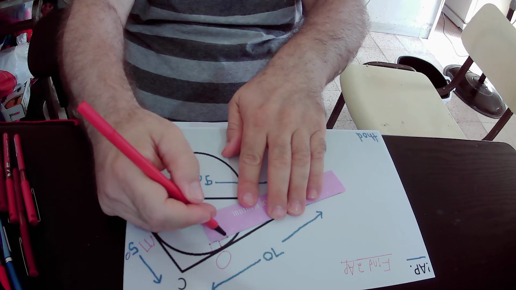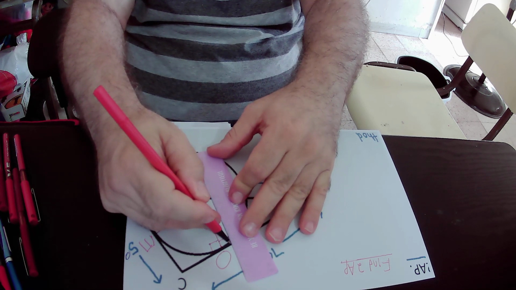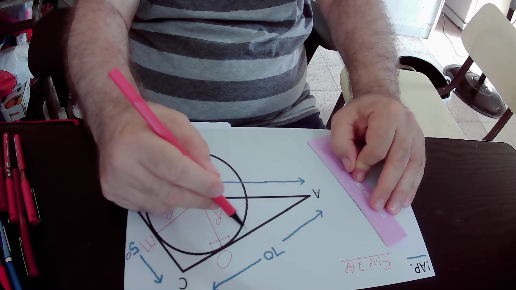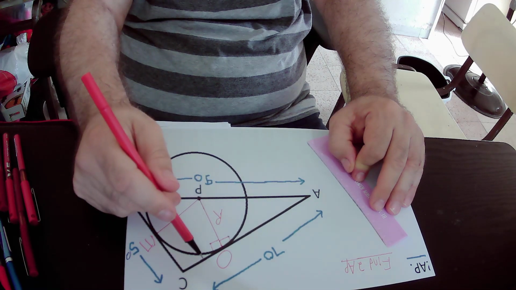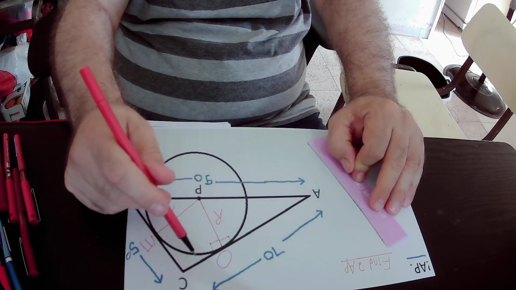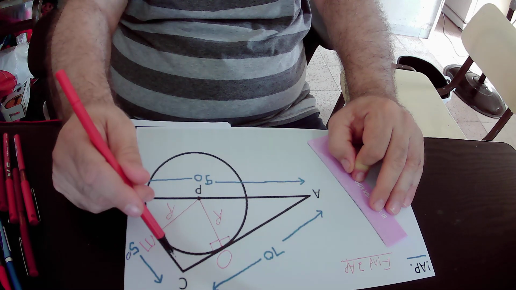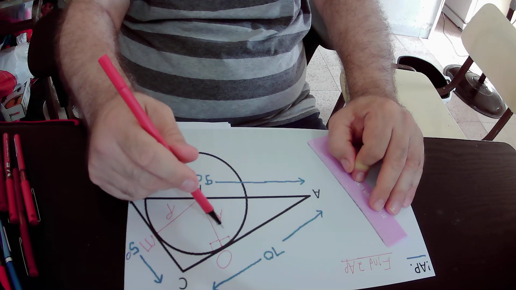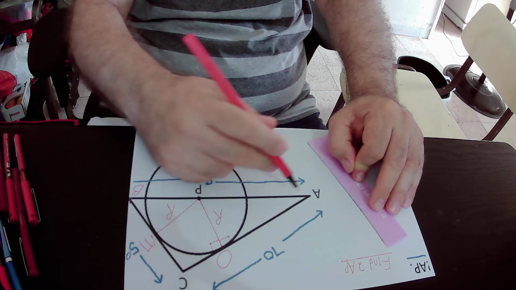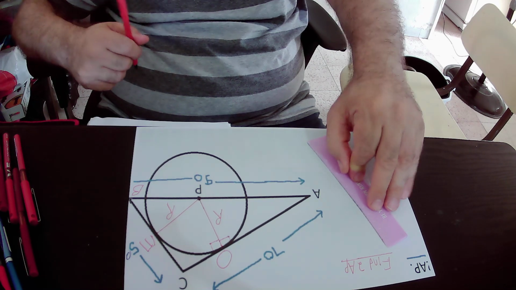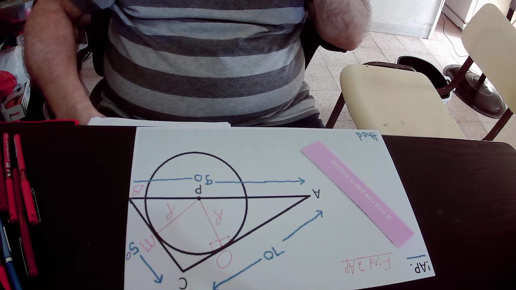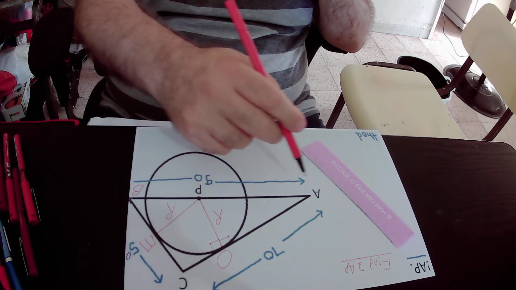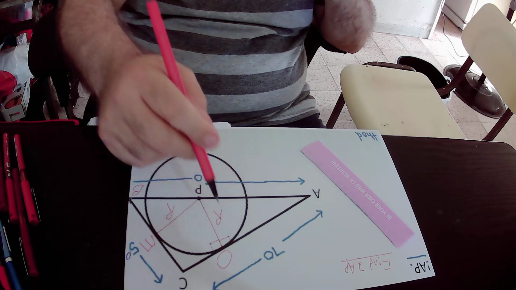because this radius, PO, is perpendicular to the tangent AO or AC. So PO is perpendicular to AO, that is to say angle POA is equal to 90 degrees. Again, in any circle, a radius and a tangent to that radius are perpendicular to each other.